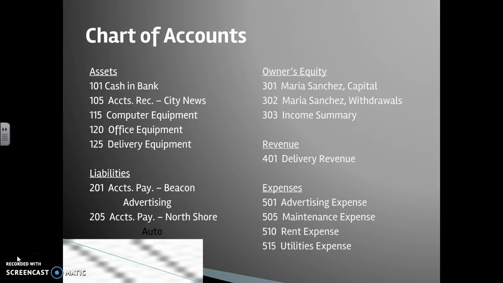Assets will always be numbered in the 100s. Liabilities will also always be labeled in the 200s. Owner's equity will always be labeled in the 300s. Revenues will be 400s. And expenses 500s.